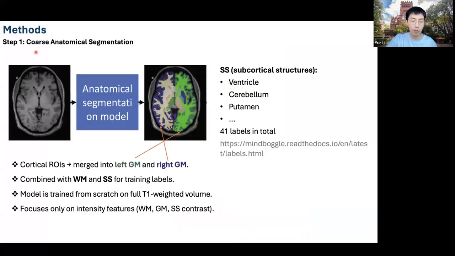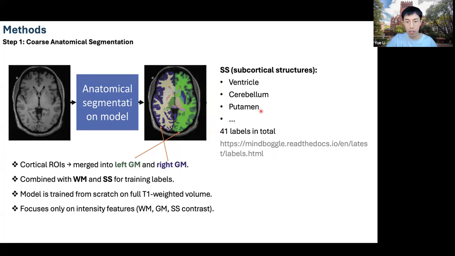Okay, this is the first step, which is the coarse anatomical segmentation step. They start with a deep learning model trained to do the basic tissue segmentation, including the labels of left and right gray matter, the left and right white matter, plus all main subcortical structures. These subcortical structures are things like ventricles, cerebellum, putamen, and so on. 41 in total for them, and the full list can be found in this link.